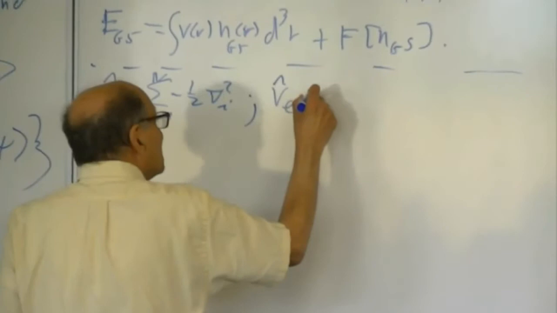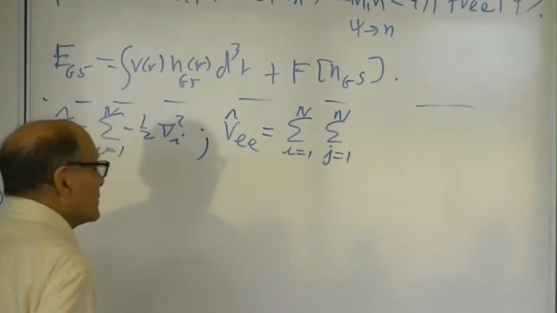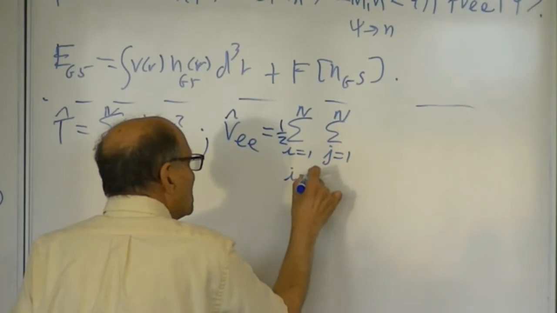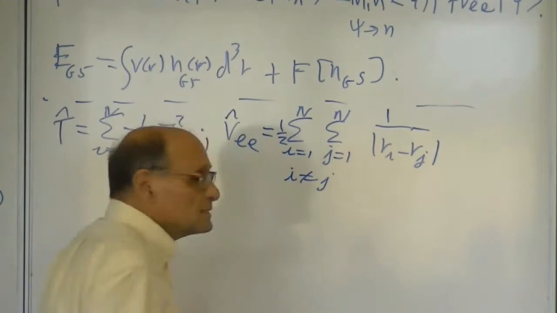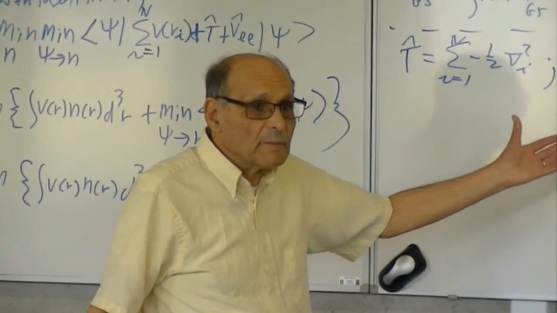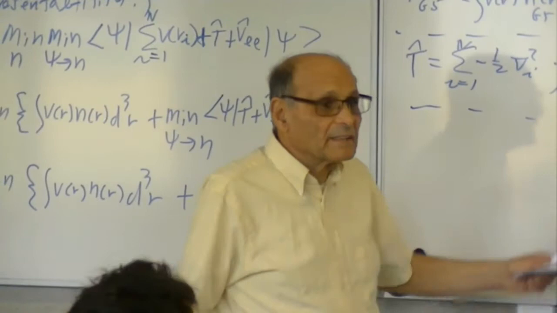And VEE is equal to the sum over i equals 1 to n, sum over j equals 1 to n, where n is the number of electrons, and what we have is a half, and i not equal to j. Okay, and it's 1 over the absolute value of r i minus r j, and this is a vector, but I won't put that there. Is that okay in atomic units? We're all set? Yes? This is very familiar. This is what you normally see. I put the half in and i not equal to j. Okay, I know what you're going to say.